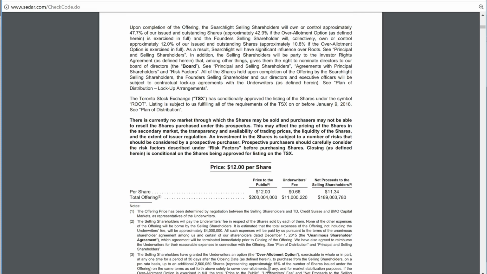So as we can see here, the selling price of this offering is $12 per share. So that's the price to the public. The underwriter is going to receive 66 cents in fees. So the net proceeds going back to the selling shareholders would be $12 minus 66 cents, which means they're getting approximately $11.34 per share that they're selling. Now, this 66 cents underwriter fee times these close to 17 million shares is going to give underwriters close to $11 million in fees.